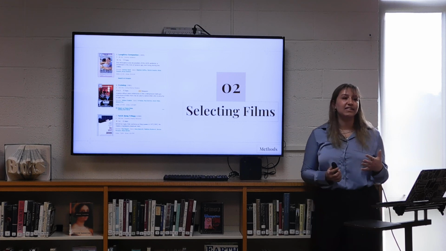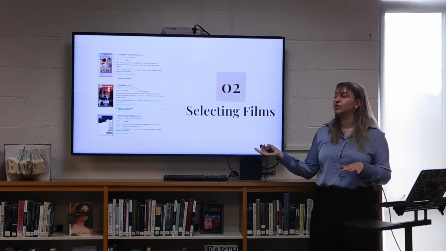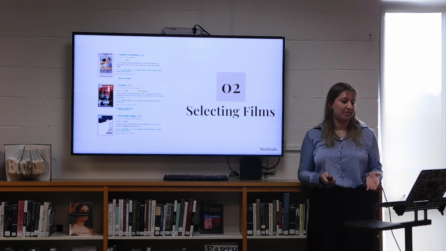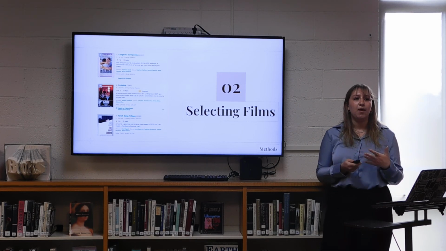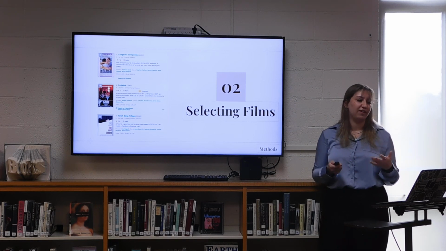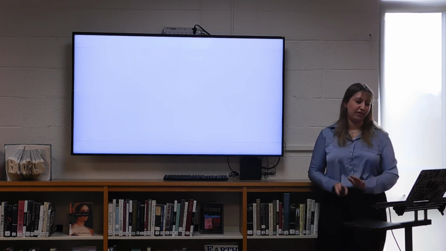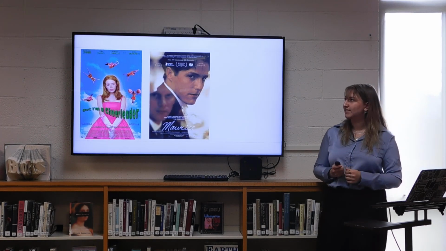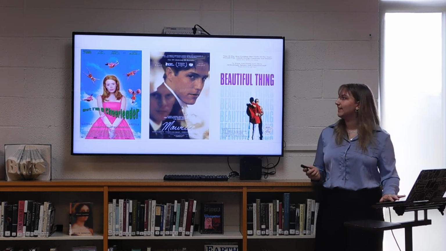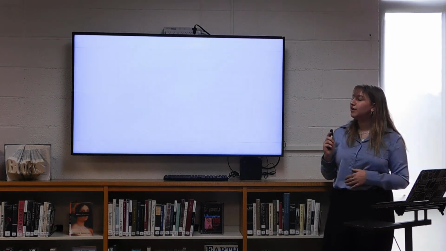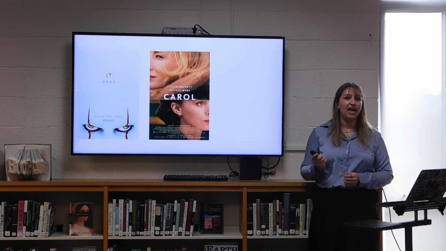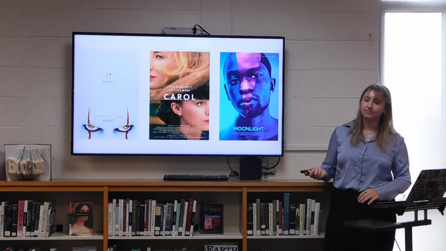So then when I was selecting my films, I used lists such as this one from IMDb and GLAAD that were lists of films containing queer themes, and I stayed within my identified timeline in order to find these films. So using this criteria, I picked the following older films. I have But I'm a Cheerleader from 1999, Maurice from 1987, and Beautiful Thing from 1996. Then for my newer films, I have It Chapter 2 from 2019, Carol from 2015, and Moonlight from 2016.